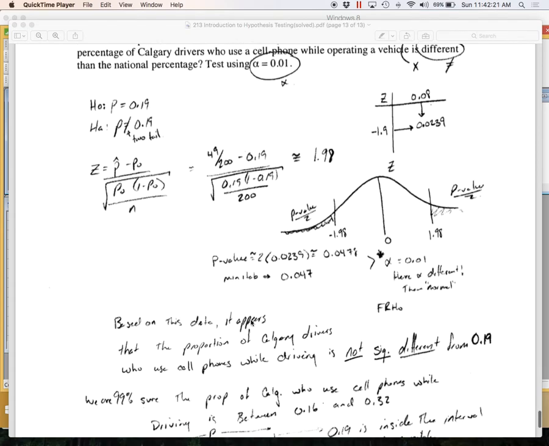So here I'd say, based on this data, it appears that the proportion of Calgary drivers who use cell phones while driving is not significantly different than 0.19. If, however, alpha was 5%, then the p-value would be smaller, and I would reject the null hypothesis, and I would say that it does appear that there is a significant difference.